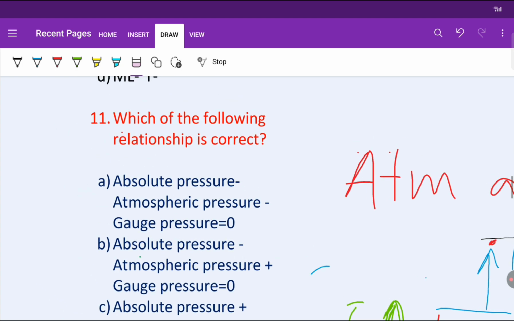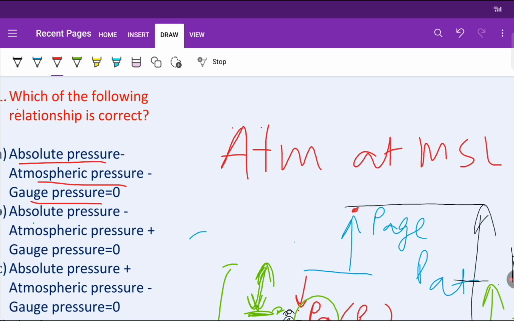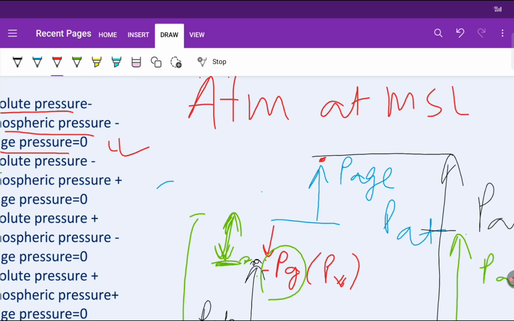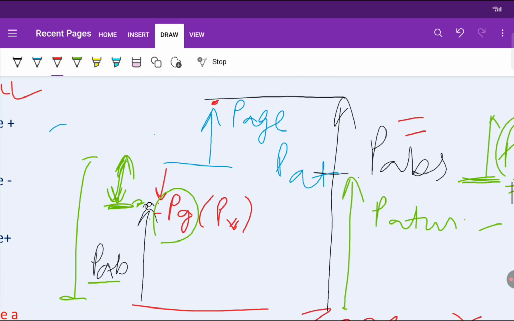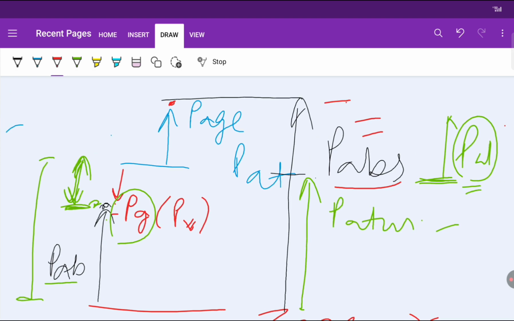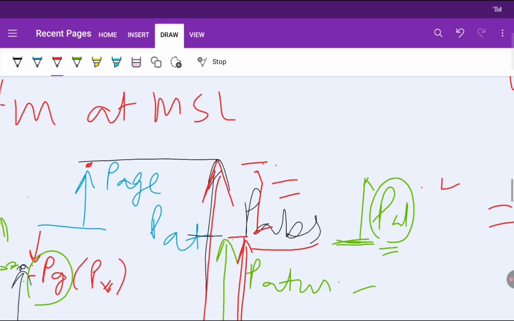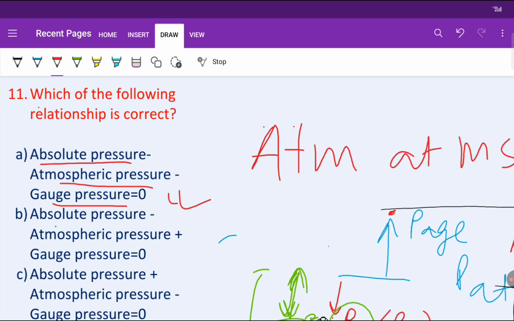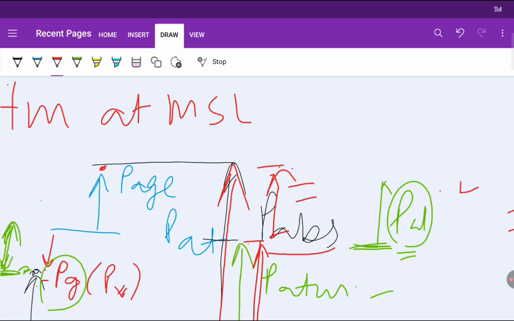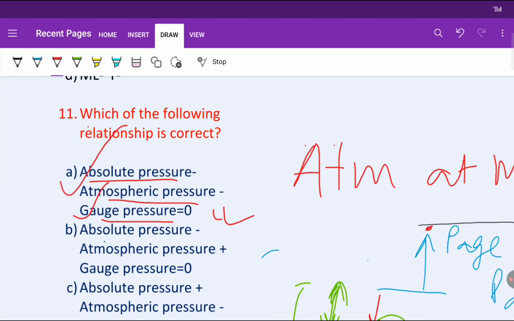Now, what is the correct answer? Absolute pressure minus atmospheric pressure minus gas pressure. If I deduct atmospheric pressure and gas pressure from absolute pressure, let us take this absolute pressure. If I deduct atmospheric pressure from this level, we have our P gas pressure. Then we deduct gas pressure, so we have nothing, that is 0. So the answer is option A.